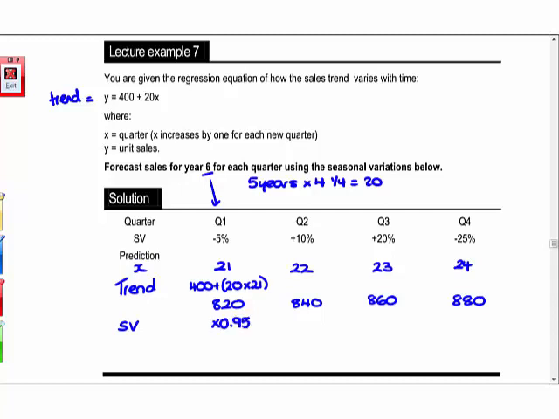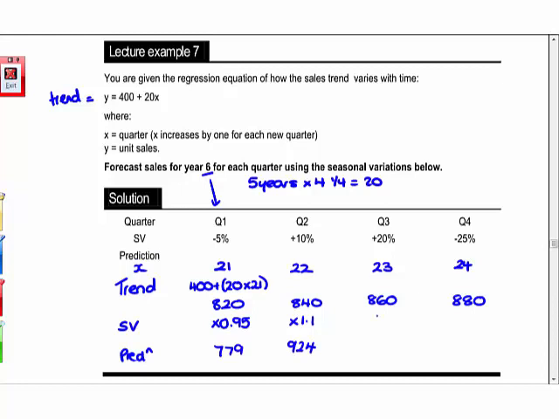So it's 5% below the trend line. So therefore we multiply our 820 by 0.95 to give our prediction of 779. For quarter 2, our trend is 840 and our seasonal variation is +10%. So multiply it by 1.1 to give us a prediction of 924.